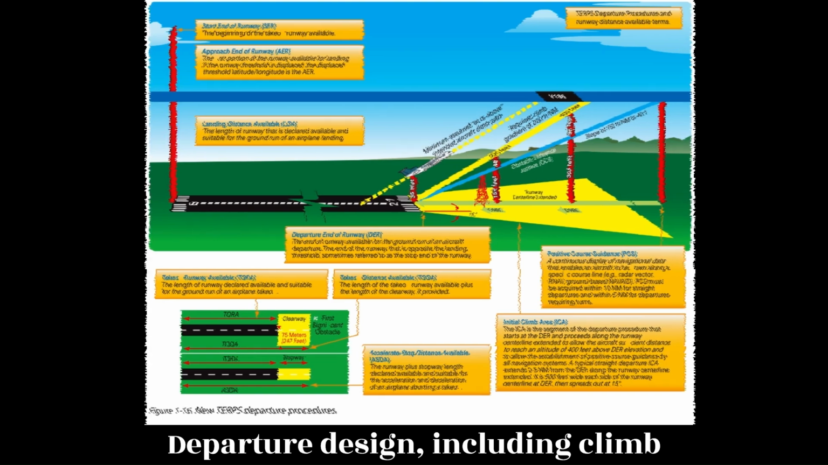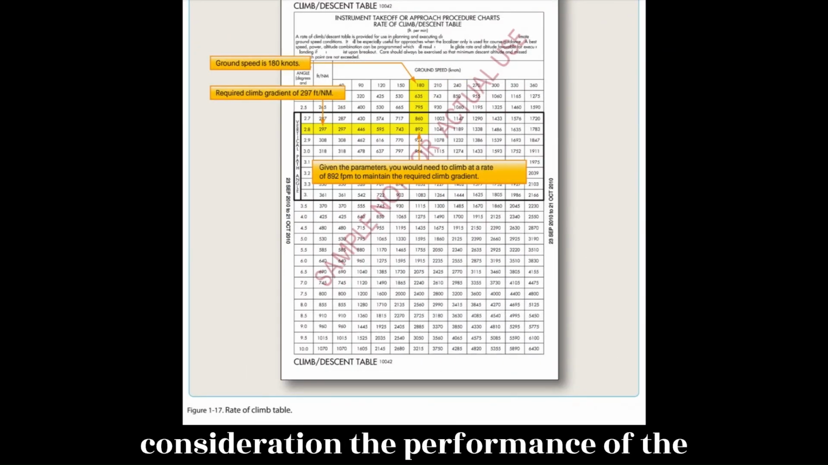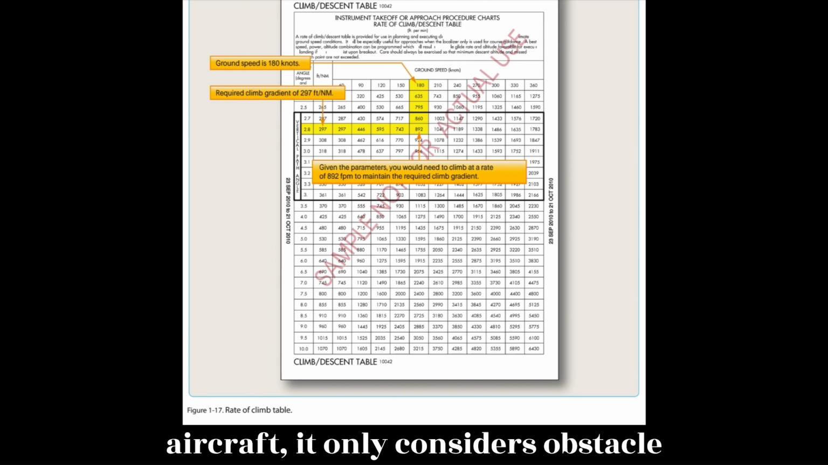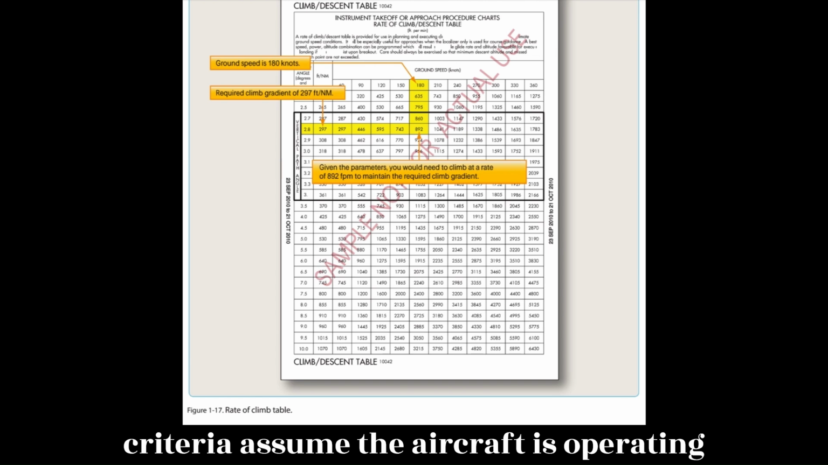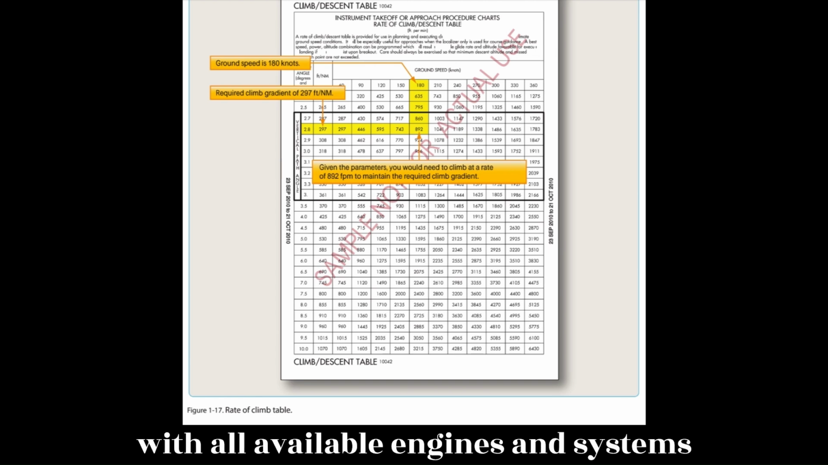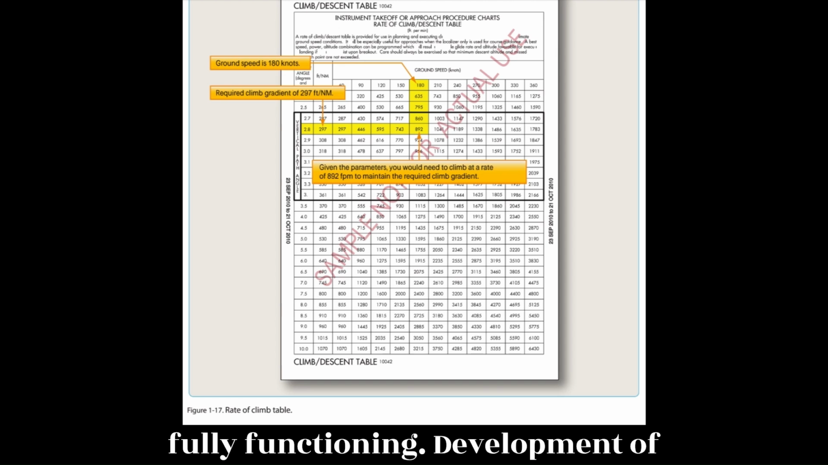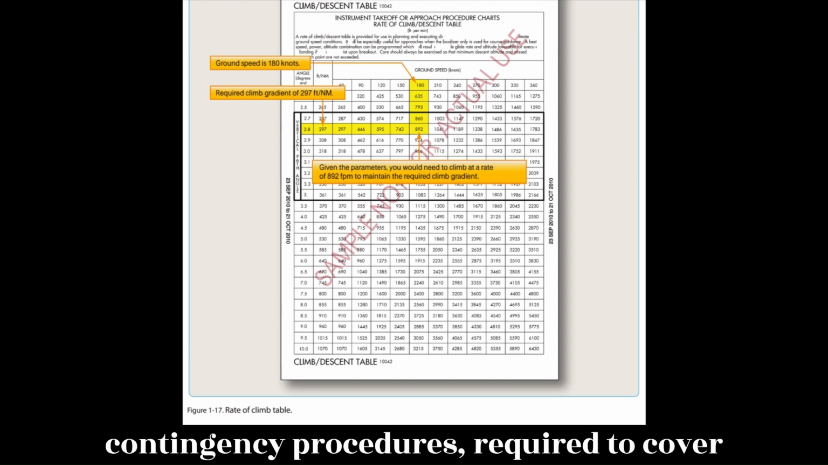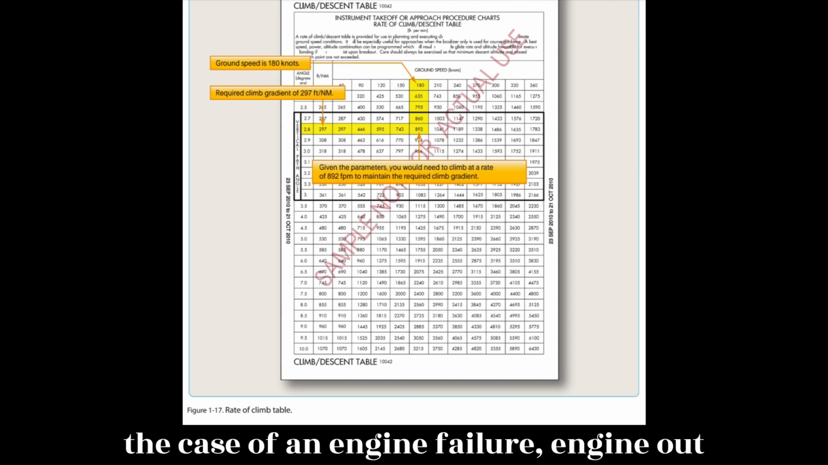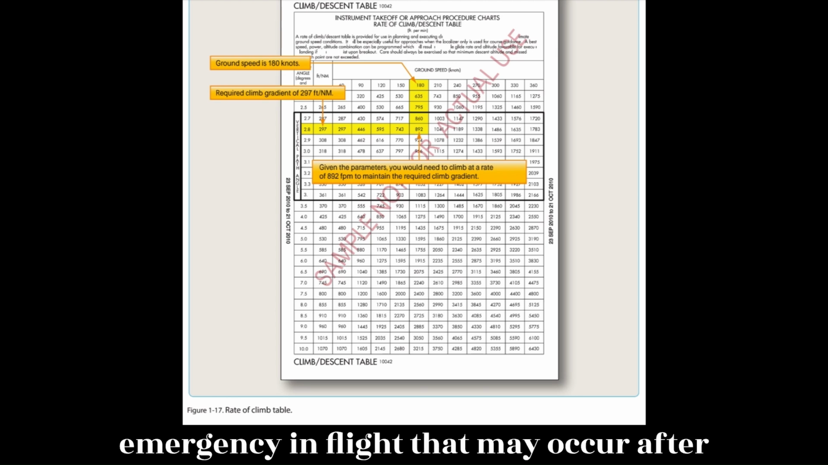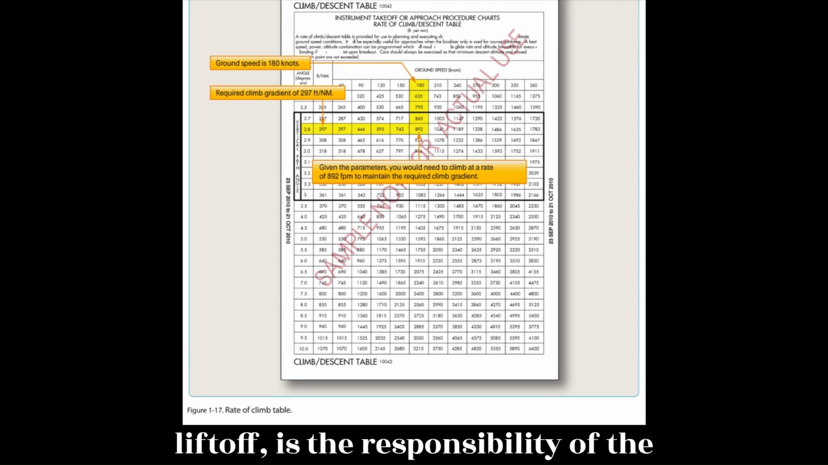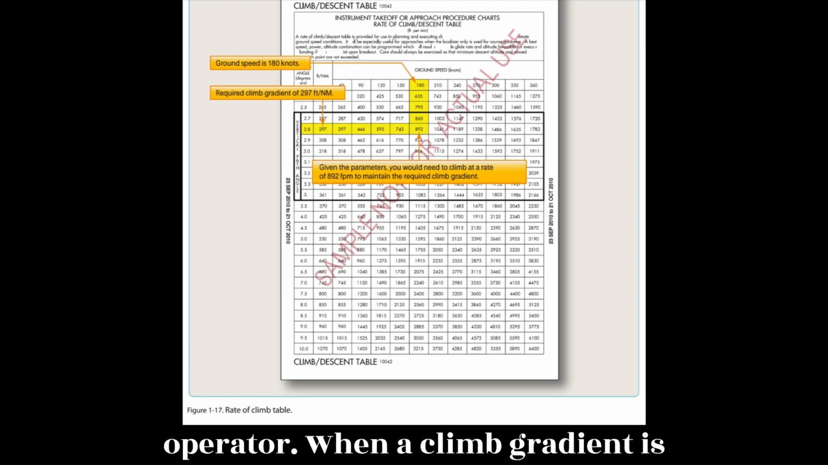Departure design, including climb gradients, does not take into consideration the performance of the aircraft, it only considers obstacle protection for all aircraft. TERPS criteria assume the aircraft is operating with all available engines and systems fully functioning. Development of contingency procedures, required to cover the case of an engine failure, engine out procedures, EOPs, or other emergency in flight that may occur after liftoff, is the responsibility of the operator.